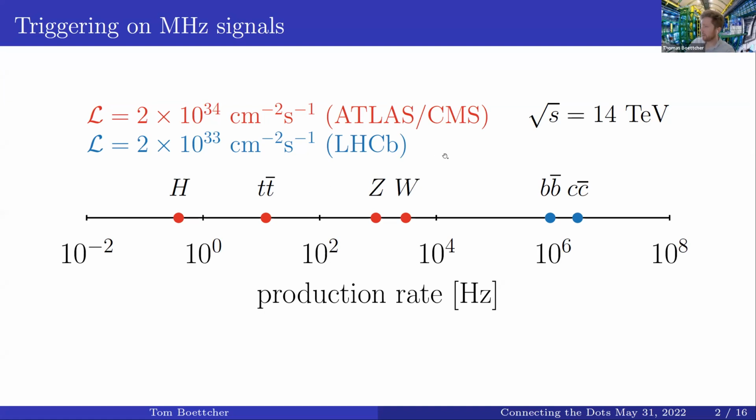In contrast, at LHCb, we're interested in processes like b-bbar production and c-cbar production because we want to study heavy flavor decays. And these processes will occur at rates exceeding 1 megahertz. So we have this challenge of triggering efficiently on 1 megahertz signals. On top of that, b-bbar and c-cbar final states look a lot like underlying events in proton-proton collisions, so they're very difficult to trigger on using just single high energy signatures.